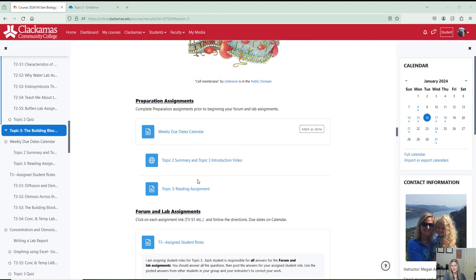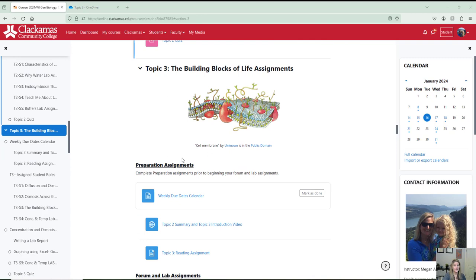So with topic 3, we're going to be taking a look at the building blocks of life. So that includes looking at the 4 macromolecules of life, so that's carbs, lipids, proteins, and nucleic acids, as well as looking at how we can bring in certain molecules, gases, chemicals, things like that into our cells and get rid of things that we don't need out of our cells and so forth. So we'll talk about things like diffusion and osmosis.